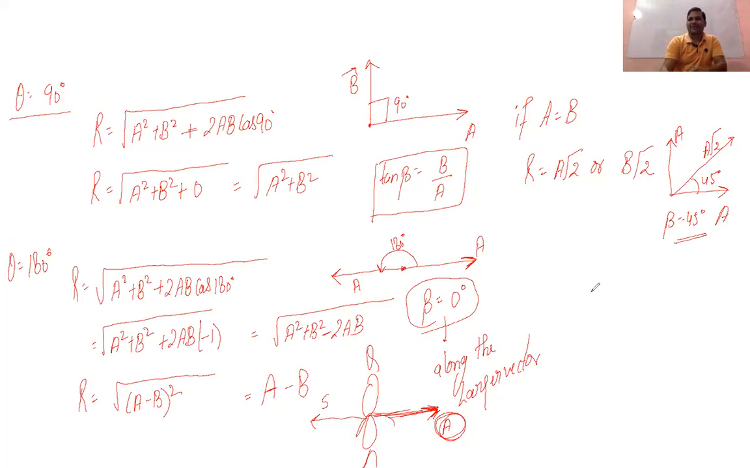Coming to the case where A is equal to B: if both are applying the same magnitude of force, in this case the resultant will become 0. If there are two forces acting at 180 degrees and they are equal and opposite, hence the resultant will become 0. Is it clear? And the direction in this case will also be 0 degrees.